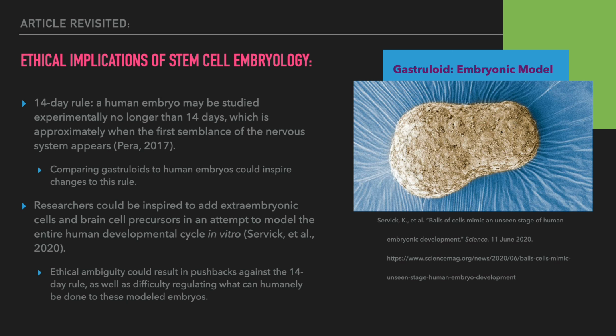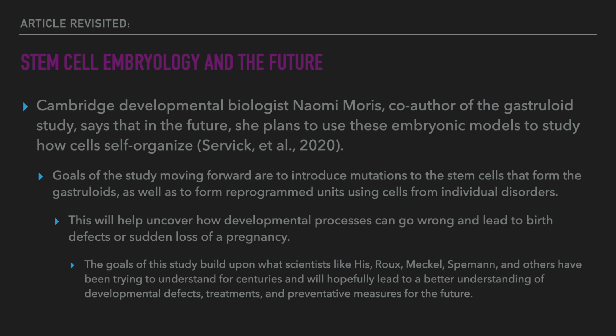In addition, researchers could be inspired to add extra embryonic cells and brain cell precursors to these gastruloids in an attempt to model the entire human developmental cycle in vitro. Ethical ambiguity could result in pushbacks against the 14-day rule, as well as difficulty regulating what can humanely be done to these modeled embryos. Finally, let's consider stem cell embryology in the future.